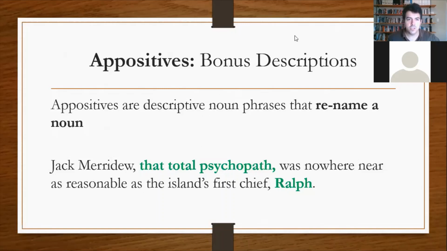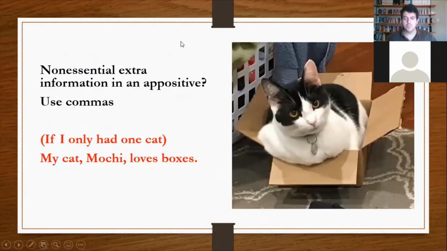Okay. So hopefully it's starting to make a little more sense. So let's look at a few more examples. So again, the key here is that appositives are extra. They're bonus. They're non-essential. You don't need them for the sentence to make sense. Okay. So here's my first example.